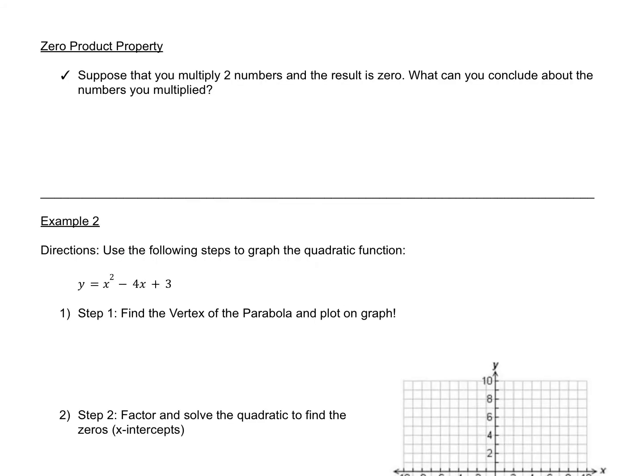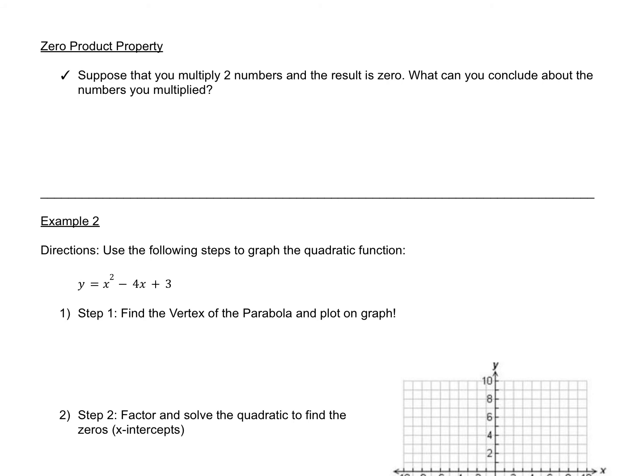I want you to take a moment and try to answer this question. Suppose that you multiplied two numbers and the result is 0. What can you conclude about the numbers that you multiplied? So think about this. Suppose that you multiplied two numbers together and that result is 0. What can you conclude about those numbers that you multiplied?